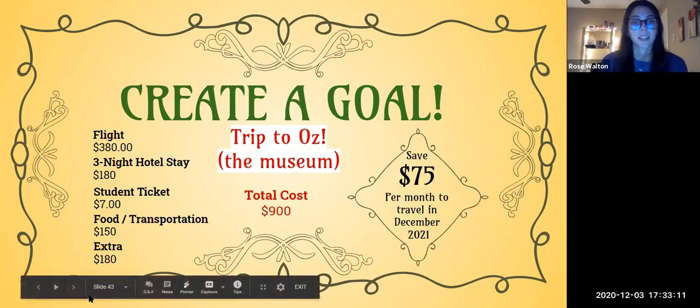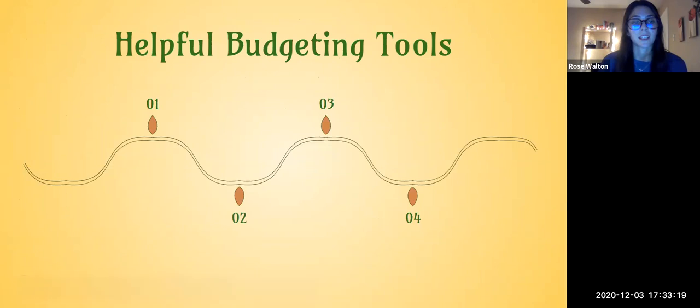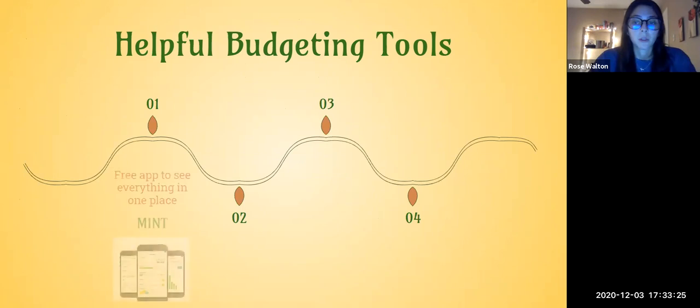Again, budgeting doesn't really come easy at first, but once you get the hang of it, you can see how it can be really fun for you. You can treat yourself too. To help you get started, we do have some helpful budgeting tools. The first is going to be Mint, and that's a free app. You can see everything in one place.